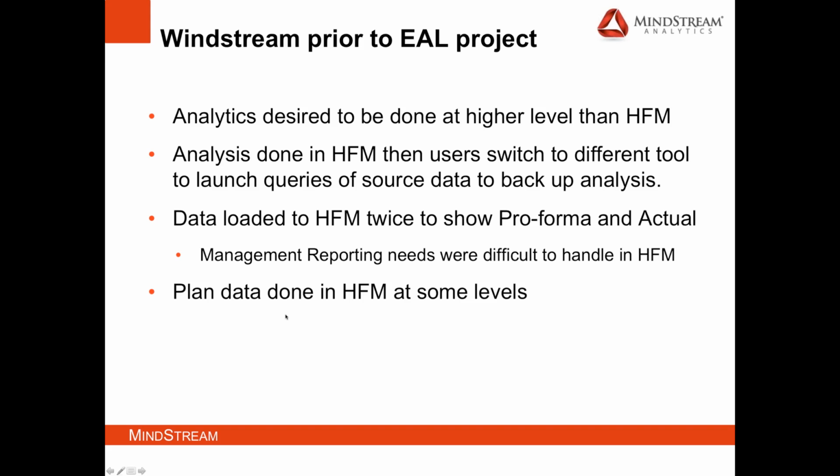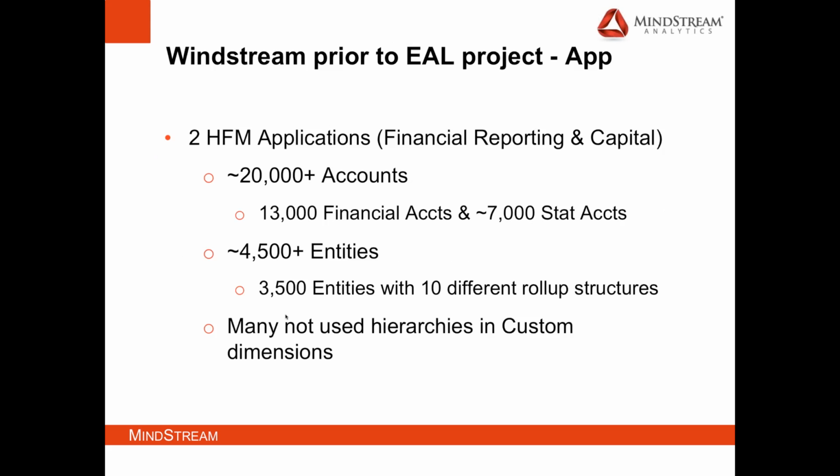So just a little bit about the application itself. As I mentioned, there were 20,000 plus accounts. I believe it was 22 or 23,000 specifically: 13,000 financial accounts and roughly 7,000 or 8,000 stat accounts. There were over 4,500 entities, and 3,500 of them were in different roll-up structures. So you can see that there were a lot of different pieces and moving parts, and a lot of confusion around the roll-ups. When we talk about making management reporting difficult, you can imagine how segmented this structure made things.